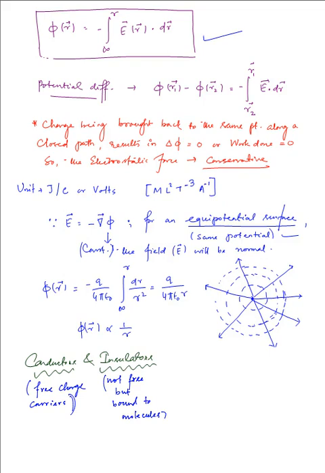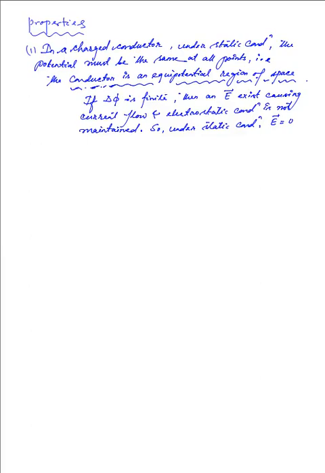Now, it is important to observe some of the properties associated with the conductors before we move further into the topic. The first of the properties states that in the case of a charged conductor, under static conditions, the potential must be the same at all points. That is, in static condition, the conductor is an equipotential region of space.